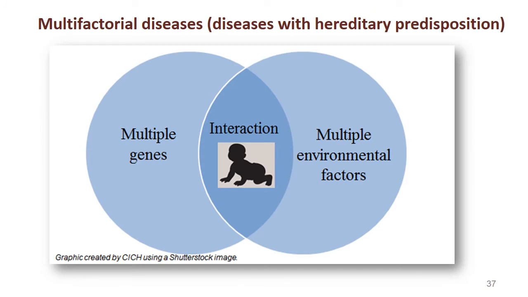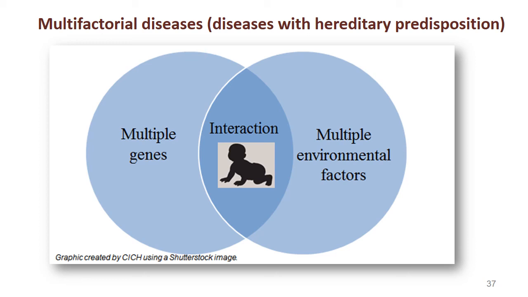Multifactorial diseases. These are diseases with hereditary predisposition. Hereditary predisposition may have different genetic bases. In some cases, hereditary predisposition is determined by one mutant gene, which is single gene predisposition. In other cases, hereditary predisposition is determined by a combined effect of several genes, polygenic predisposition.